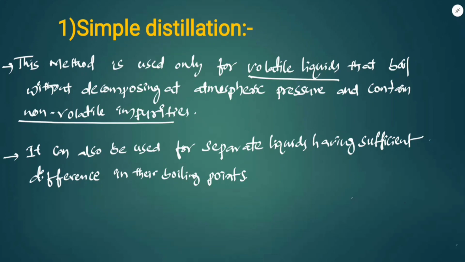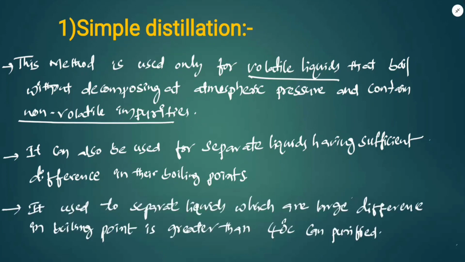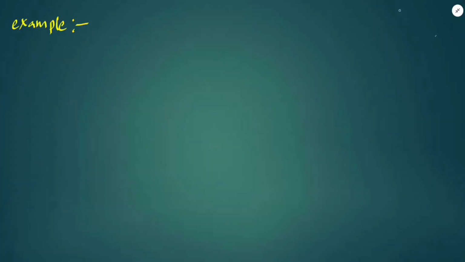It is used to separate liquids which have a large difference in their boiling points, greater than 40 degrees. Have a look at the examples: separation of sand and water, separation of benzene and aniline, separation of chloroform and aniline, and separation of ether and toluene.